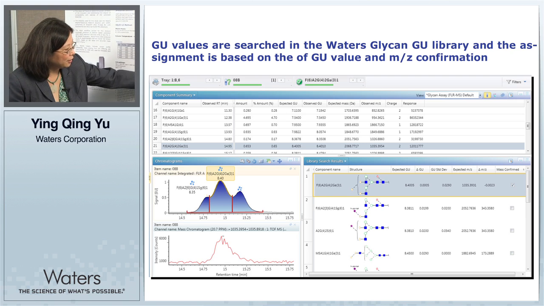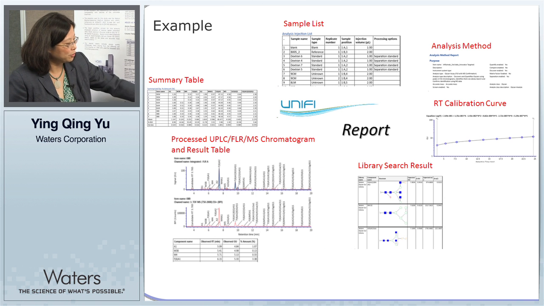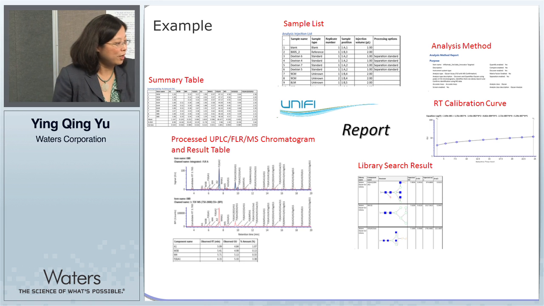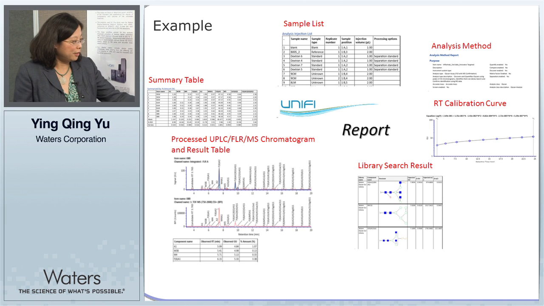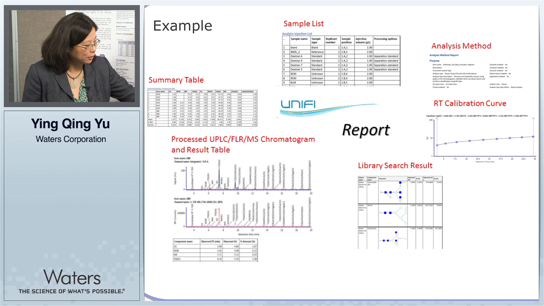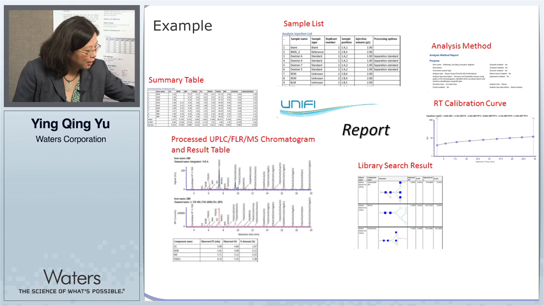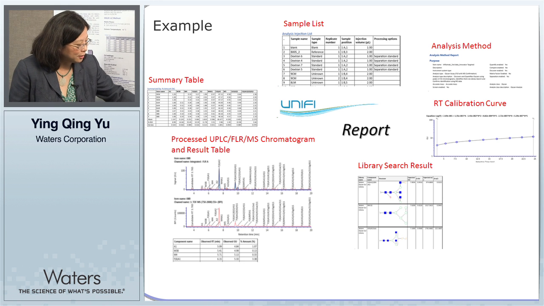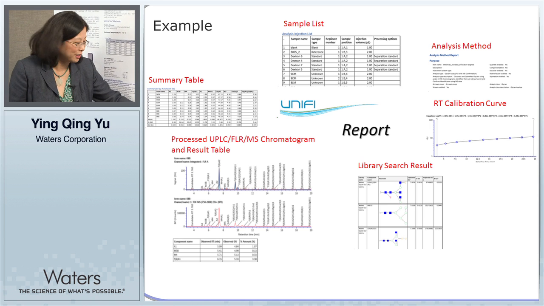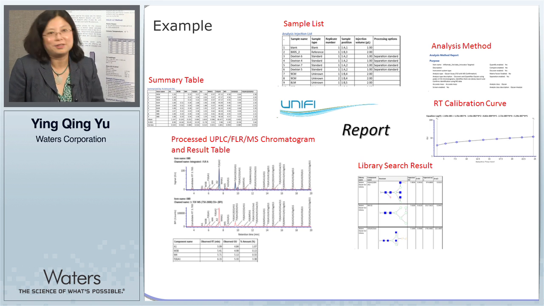In addition to data processing and data acquisition, reporting is a critical part of Unify. For glycan analysis, this is a typical report from Unify that gives you sample list information, analytical methods, retention time calibration, library search results, and the displayed FLR and MS chromatograms with a component table that's all assigned. And my favorite part is the summary table.